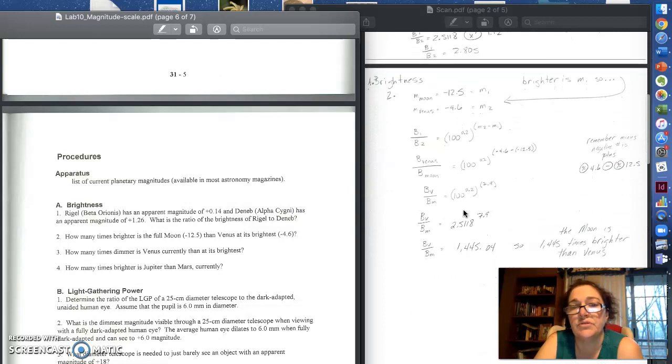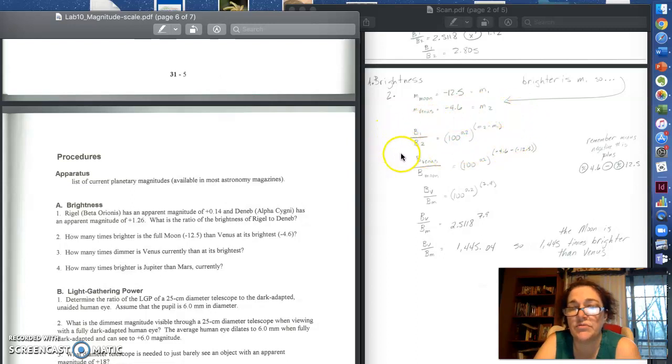Move on down to the next problem. How many times brighter is the full moon at negative 12.5 than Venus at its brightest, negative 4.6? So the magnitude of the moon, negative 12.5, magnitude of Venus, negative 4.6. So which one of these is m1? m1 is the brighter one, and so the moon is m1, Venus is m2.